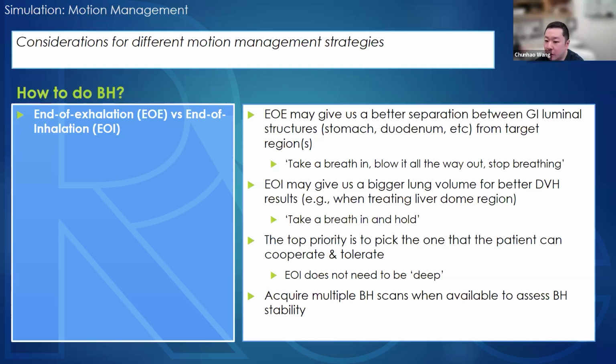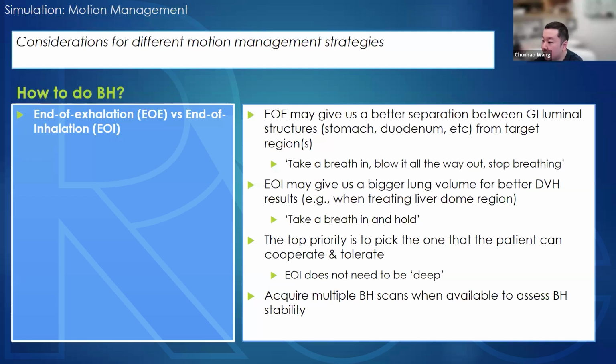On the other hand, just like the breast side, EOI gives us a bigger lung volume and pushes away the heart. With a bigger lung volume, it can give us a better lung DVH result, right? For example, when we are treating the liver dome region, the lung DVH is a consideration. So the instruction is simple: take a breath in and hold. Whether EOE or EOI, a top priority here is to pick the one that the patient can cooperate with and tolerate, right? That's the most important thing.